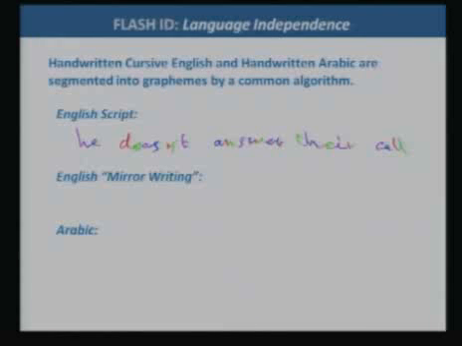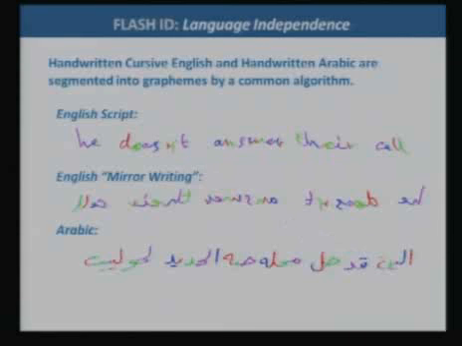Flash ID is totally language independent. And the same algorithm that segments Latin writing segments Arabic writing, or any language's writing. We had noticed that mirrored English writing sort of resembles Arabic writing.